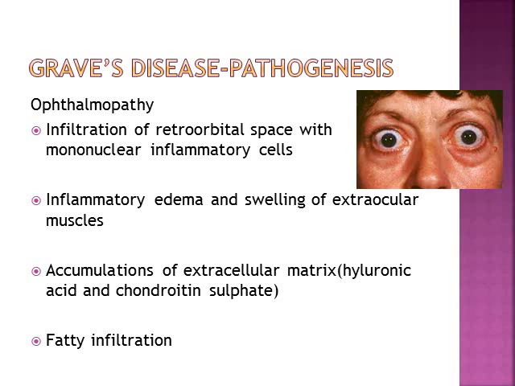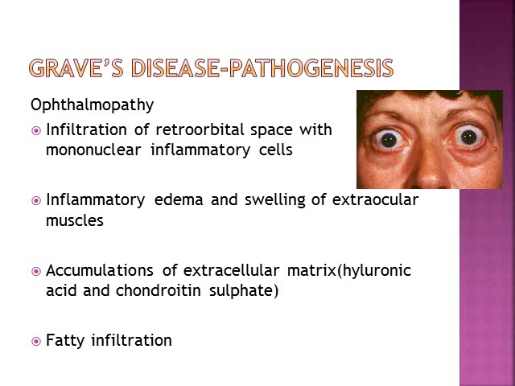Some patients can have protrusion of the eyeballs, that is called exophthalmos. If you see exophthalmos, you have to rule out Graves' disease, which is commonly associated with that. So why does the eye start to protrude? What is the cause? Pathogenesis. So these are some of the explanations given for the cause of ophthalmopathy.